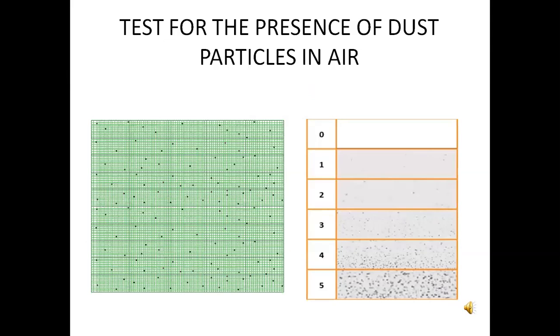Test for the presence of dust particles in air. You might have seen sunlight entering into a dark room through a narrow slit, making tiny dust particles dance on the path of sunlight. Actually, the air in your room always contains some dust particles, but they are so small that normally they are not visible to us. When a beam of sunlight falls on them, the tiny dust particles become visible.